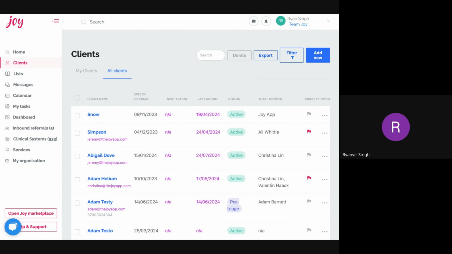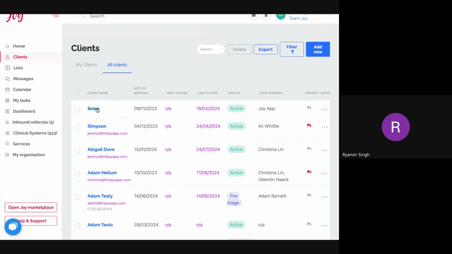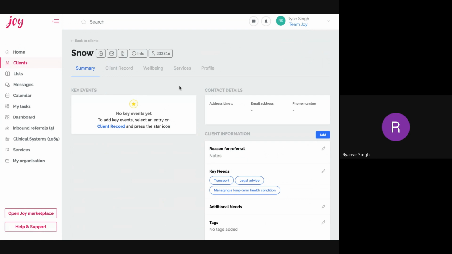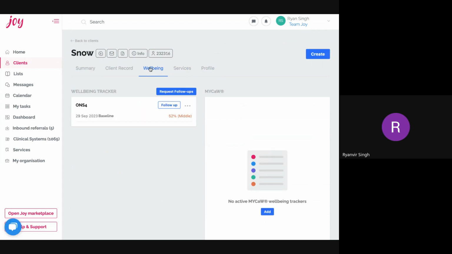I'm going to be giving you a live demo of how to access the MyCore framework from within the Joy platform. So under the Clients tab, you will select the patient that you'd like to complete the MyCore for. So I'm going to select on Snow, who's our demo patient, and then head over to the Wellbeing tab, which is found here. Once you've selected the Wellbeing tab, you can see that MyCore has popped up on the right-hand side here. Because MyCore has been enabled.